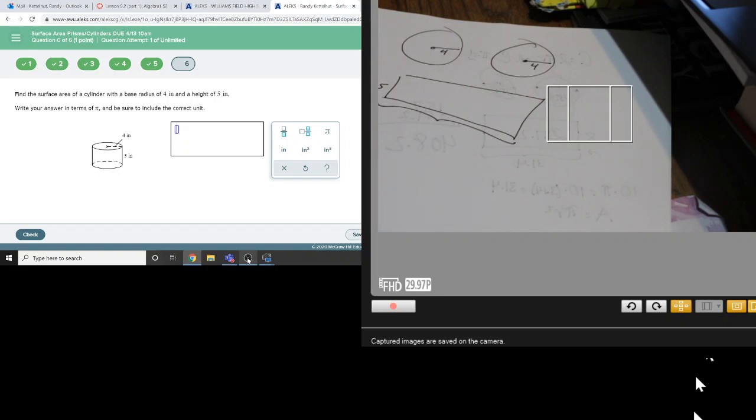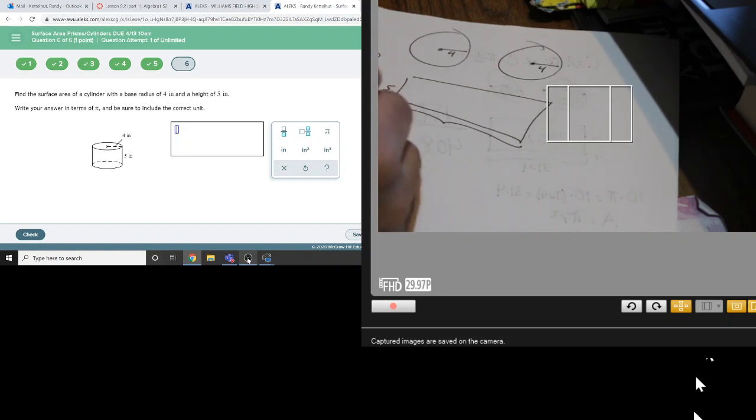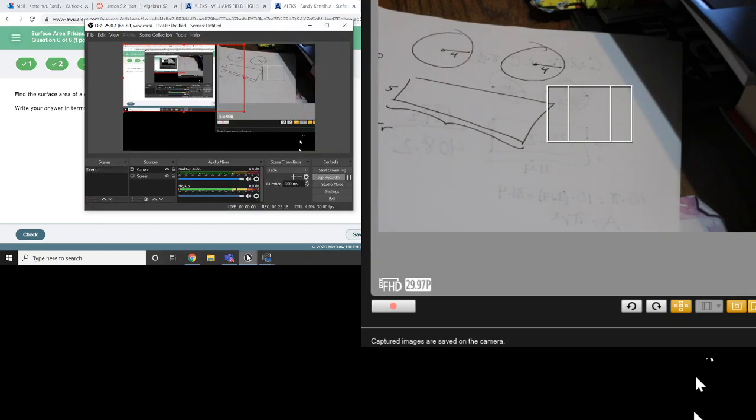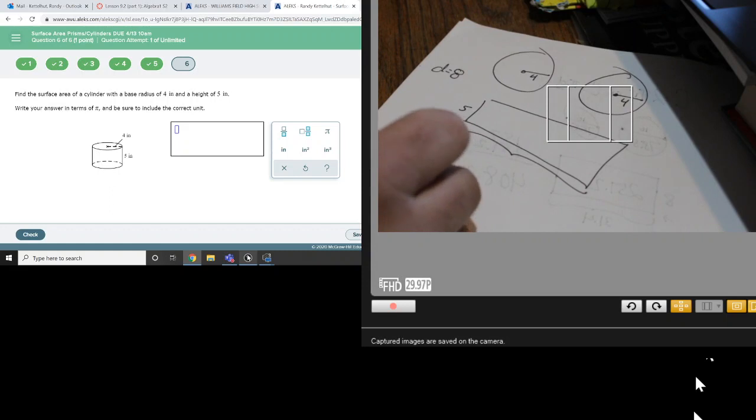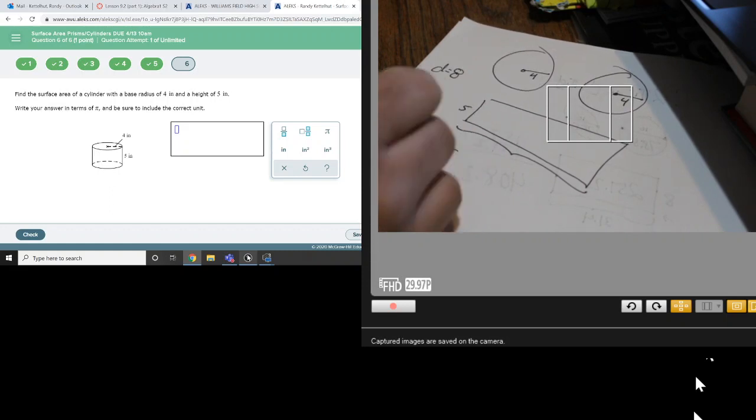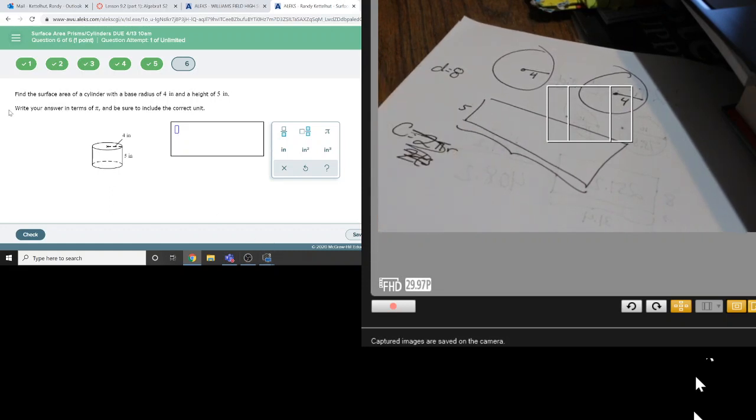In order to do so, you need to do what? Again, the circumference of the circle. In this case, 2 pi r will behoove us better. And in order to do 2 pi r, you need to know the radius. And it tells us, see? This is what I get for not reading. Let's be careful. Write your answer in terms of pi.